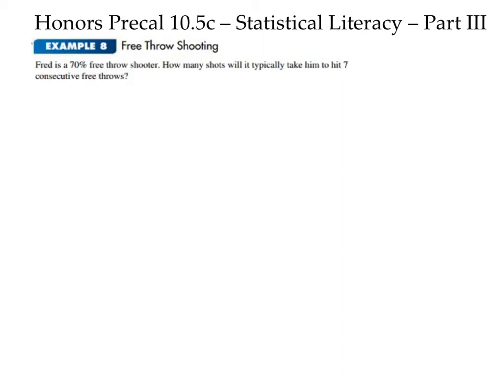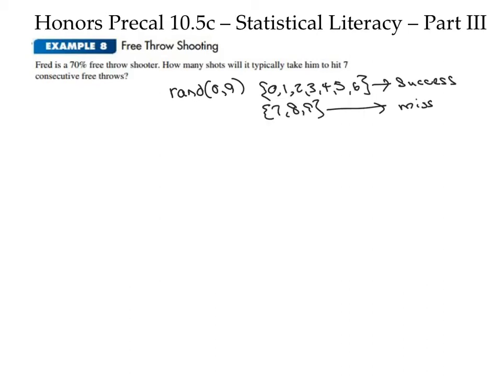So I need somehow to come up with something that corresponds to Fred being a 70% shooter. So what I would use in the calculator is I would enter the following. When I do randInt(0,9), every time I hit enter and repeat that calculation, it generates a number from 0 through 9 inclusive. And so what we're going to assume is the following. Anytime the calculator gives us 0 through 6, 7 different outcomes, we'll assume that's a success. He made the free throw. And if we get a 7, 8, or 9, we get a miss.